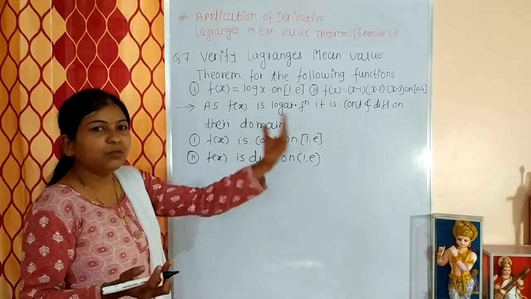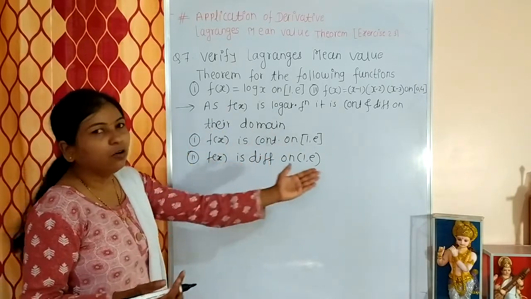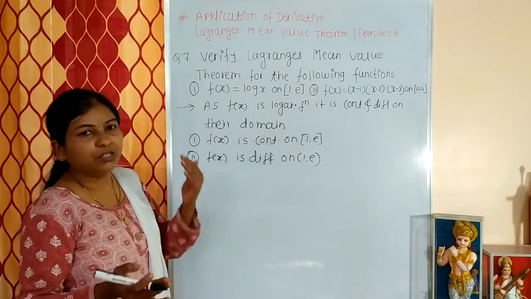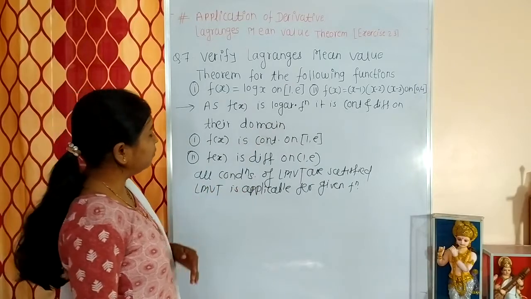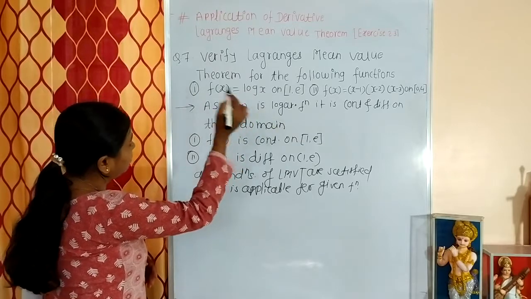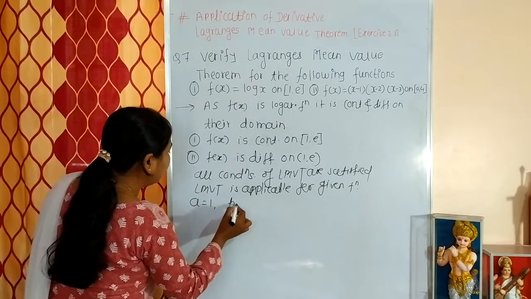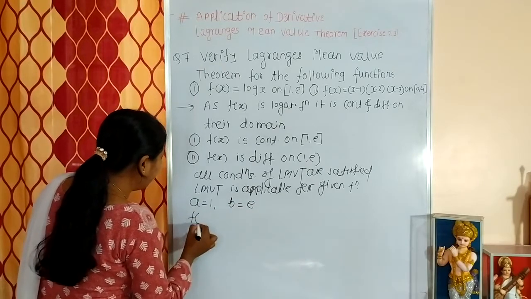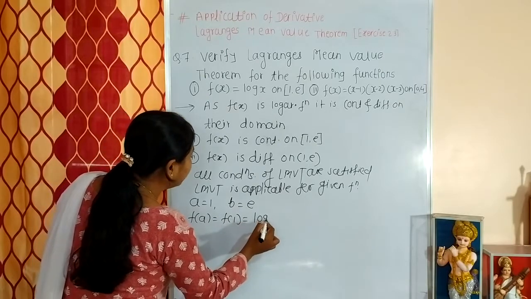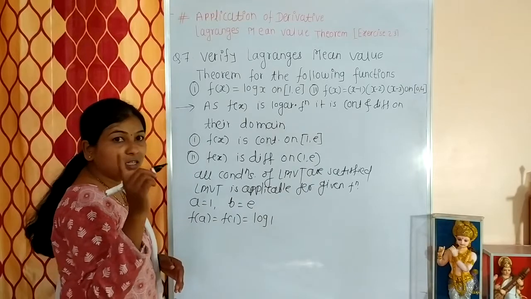LMT, that is Lagrange's mean value theorem, in short form we call this LMT. Both conditions are satisfied, meaning all conditions are satisfied, so the LMT is applicable for the given function. Then first we find the values of f of a and f of b. The value of a is given as 1, the value of b is e. Then what is f of a, that is f of 1. The value of f of x here is log x, so we substitute 1 in place of x. The value of log 1 is 0.